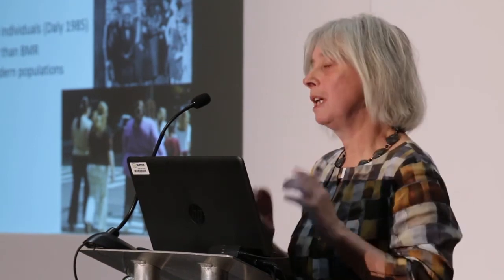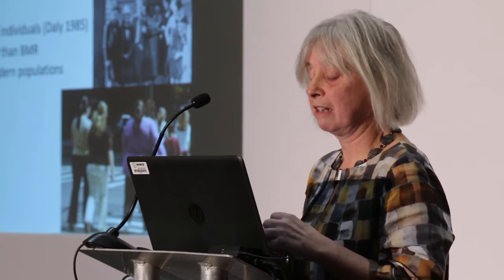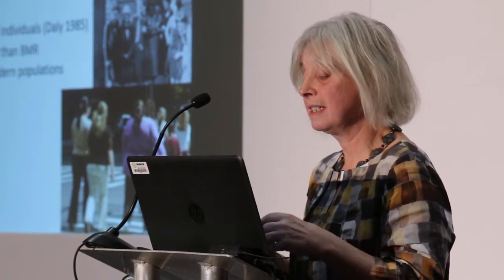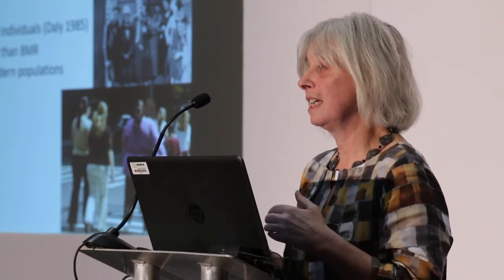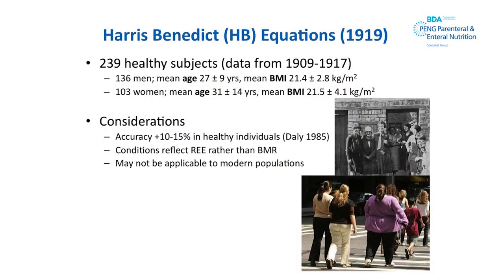And there were quite a few papers that came out in the 80s that criticized the Harris-Benedict equations for those reasons and showed that the accuracy in healthy adults varied by as much as plus or minus 15%. And actually, they criticized the methodology of Harris-Benedict because they didn't fully comply with the requirements that you need to measure BMR rather than resting energy expenditure. So I think you can have a look at these pictures. The picture on the top is my relatives in the 1930s, and that's a more recent population. We're not the same as we were 100 years ago.